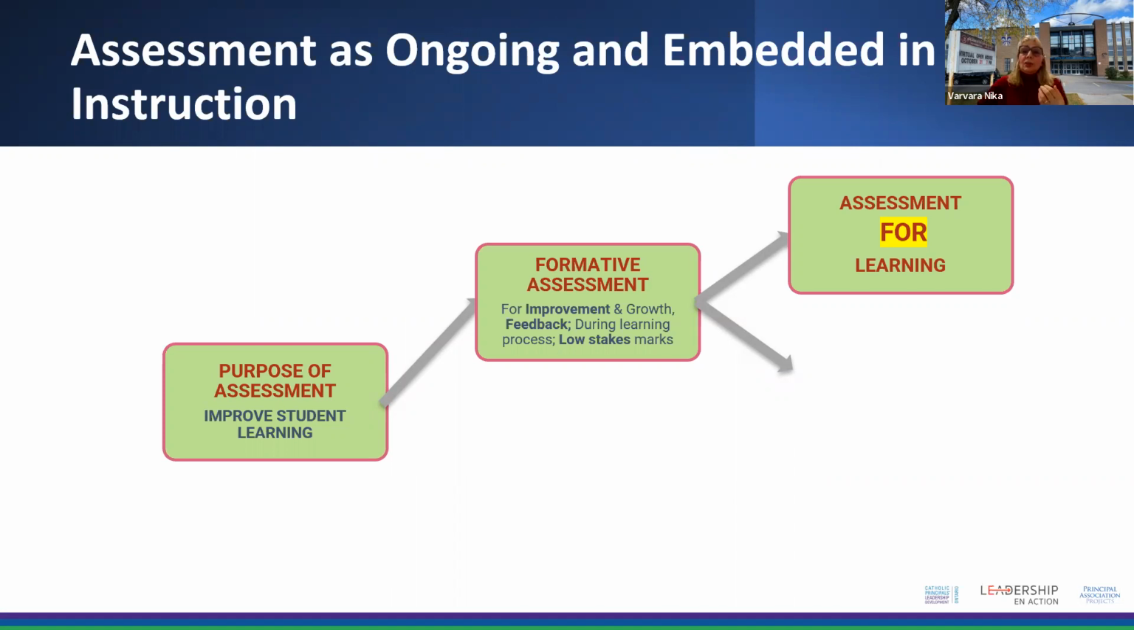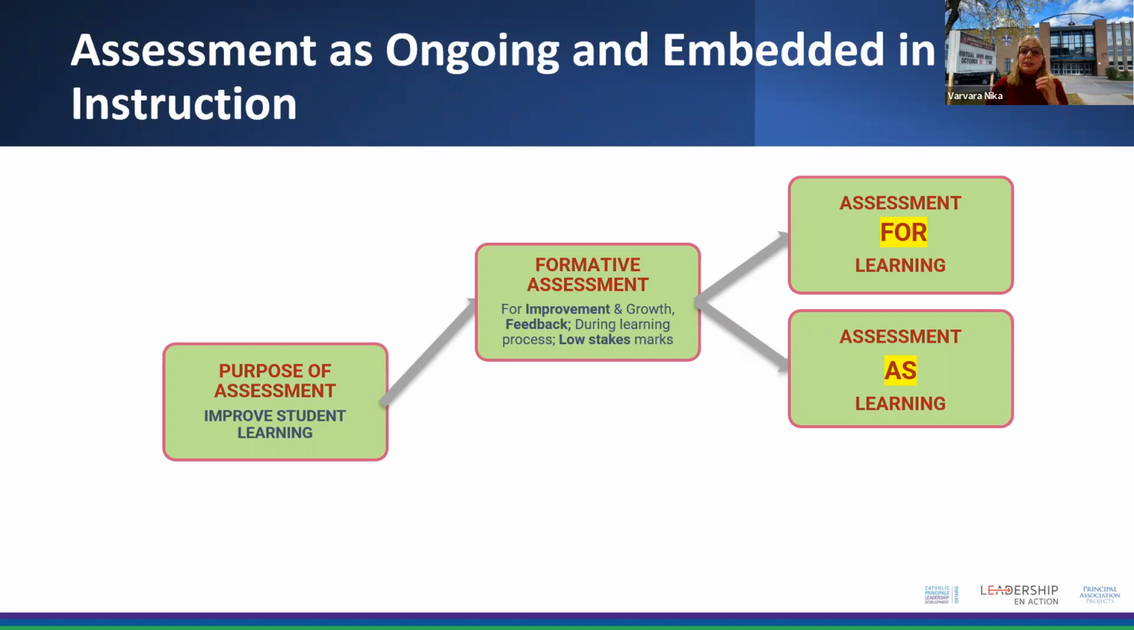It can also be ongoing. That is also called formative assessment, and this is to monitor student progress toward achieving the overall and specific expectations. Formative assessment can also be assessment as learning.